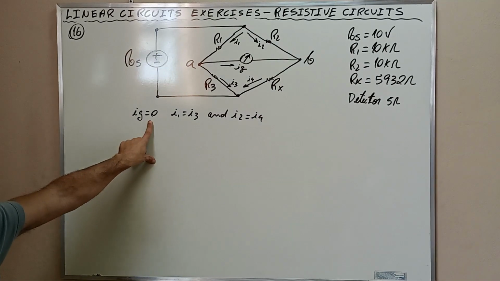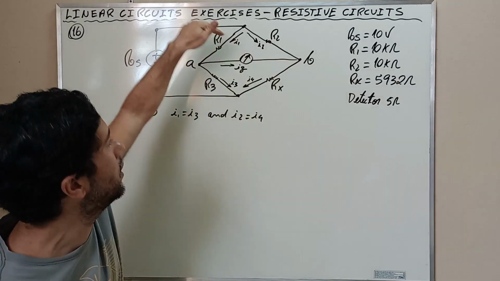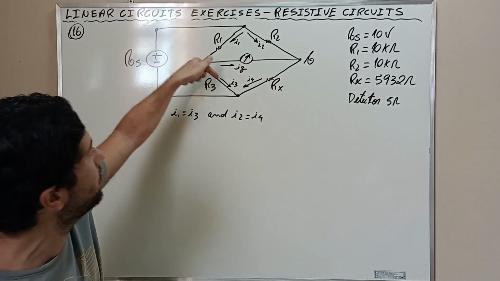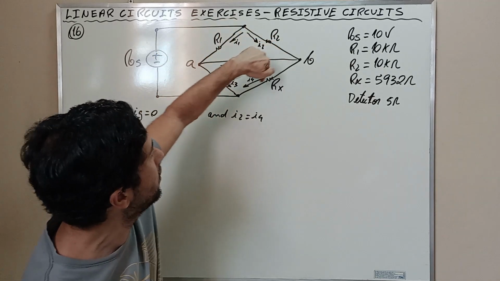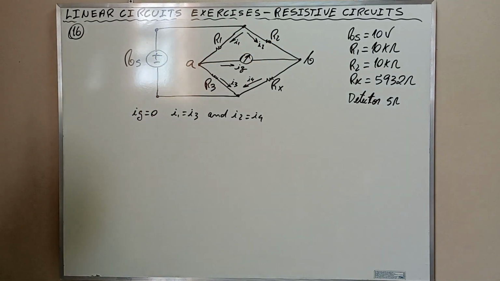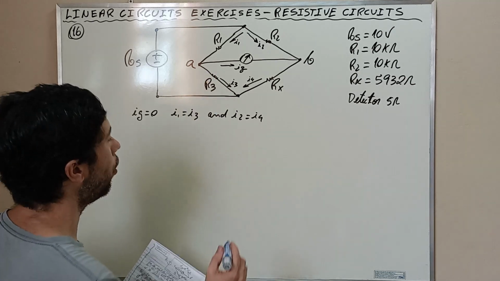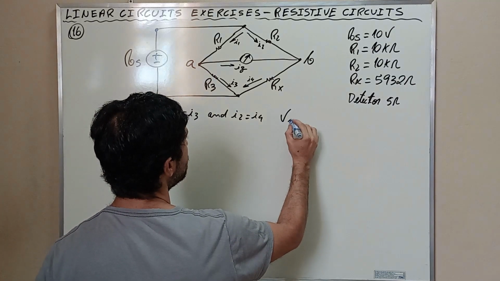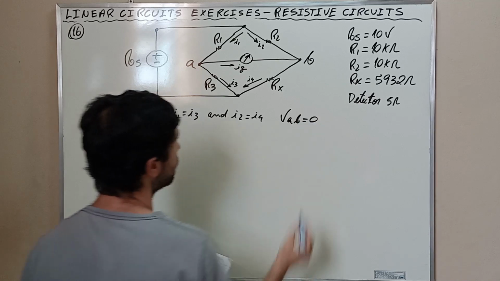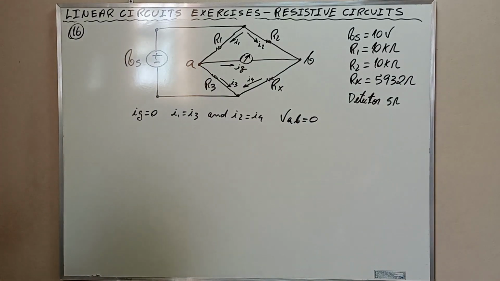Only when Ig is equal to 0. There is no current here. Then we know that this current is the same as this, and this current is the same as this. Okay? This is the first assumption. Alright? In this case, when Ig is equal to 0, we know also that the voltage VAB is equal to 0. Okay? If there is no current, there is no voltage drop. Alright?